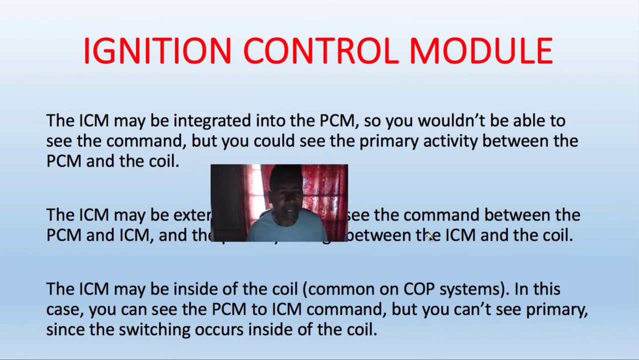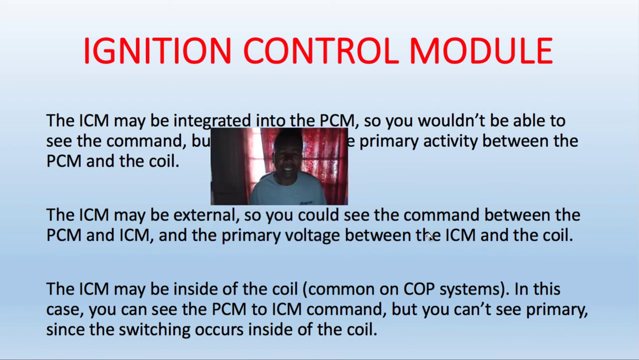The ignition control module may be integrated into the PCM, so you won't be able to see the command, but you could see the primary activity between the PCM and the coil. The ICM may be external, so you can see the command between the PCM and ICM, and the primary voltage between the ICM and the coil. The ICM may be inside the coil on plug.